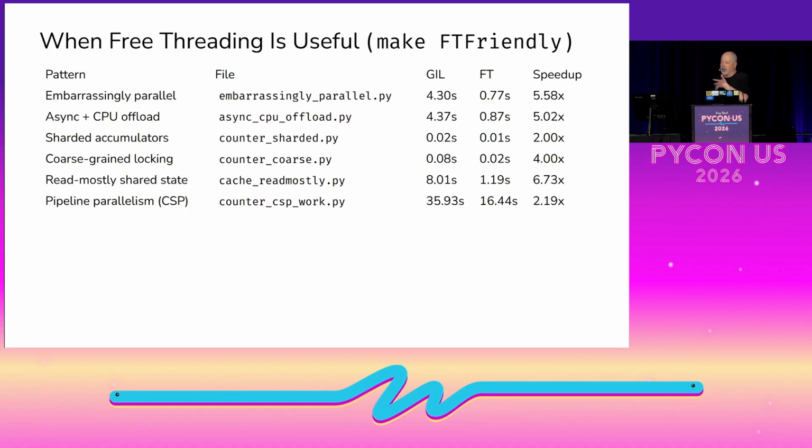So here are some examples where free threading is useful, and you can run this test by saying make FT friendly. All right, so we just saw the embarrassingly parallel one. Another common example is when you're using async. So with async, you've got the event loop. You've got this one event loop that's running around looking at all of these IO requests, or all of these requests in general. So it's saying, are you ready, are you ready, are you ready? And it can deal with thousands of those.